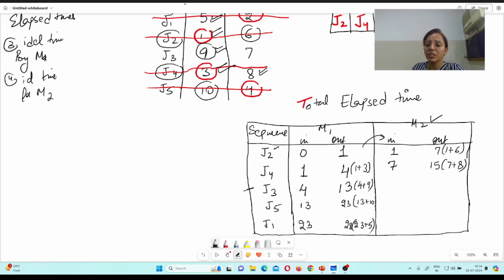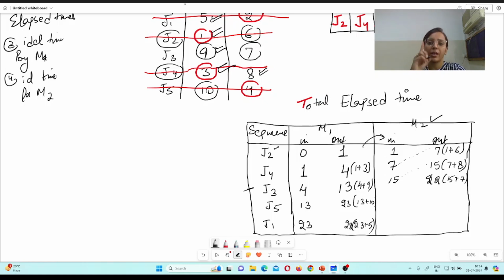Right? Now coming to this, you have to write it again over here as 15. Now what is this? It's J3. J3 for machine 2 is 7. So what we have to write over here? 15 plus 7, that is 22. And in brackets you can write 15 plus 7. Right? Again, it's 22.